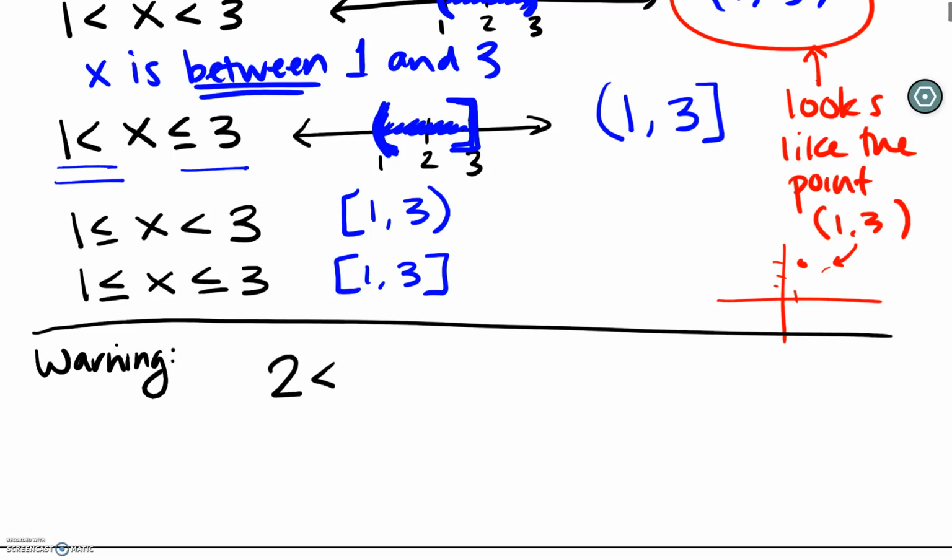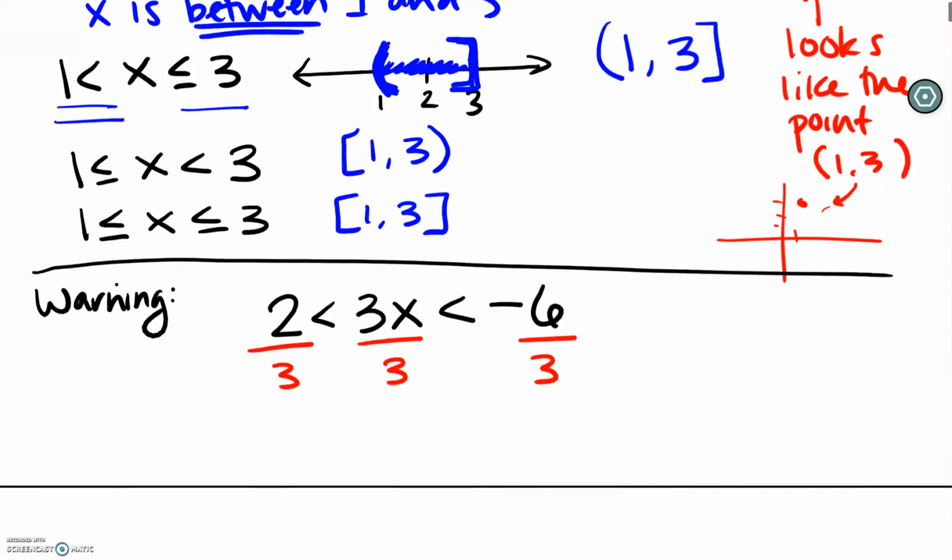Say 2 is less than x. Oops, no, I want an x. Let's make this 3x is less than 6. No, I need to make it not work. Sorry, my brain is not good at this. -6. So if you want to solve a 3-part inequality, it's just like solving a 2-part inequality, but instead of doing the same thing to the 2 sides, you do the same thing to all 3 pieces. So this is completely allowed, to divide every piece through by 3, so that we can get it to look like we saw in the other thing. So 2/3 is less than x is less than -2.